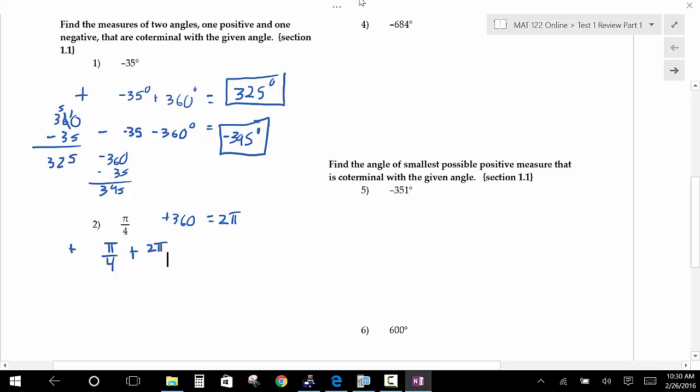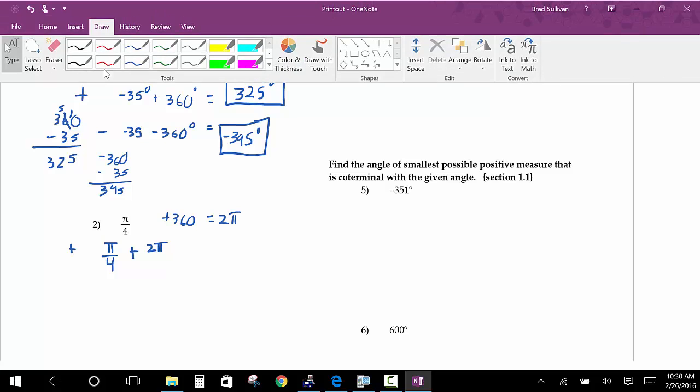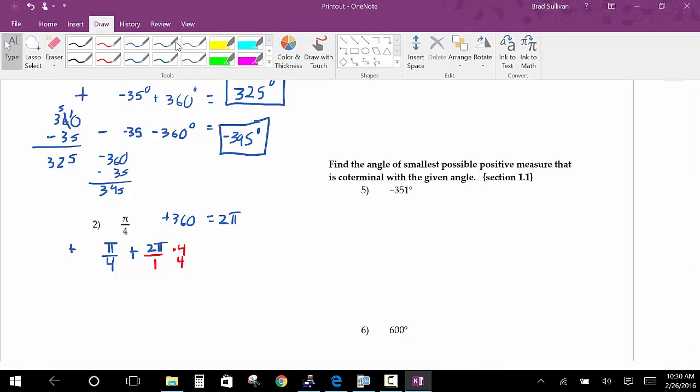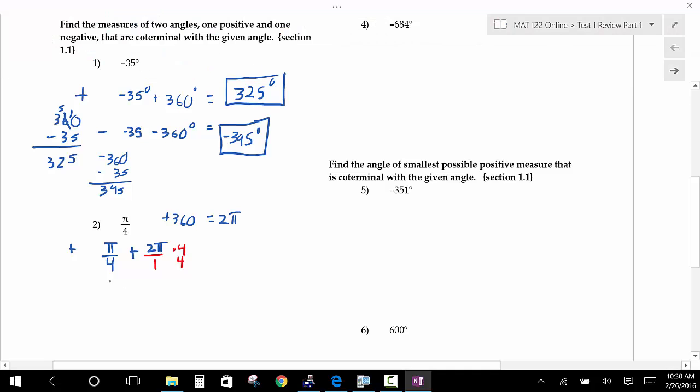What I'm going to end up doing on this is just get a common denominator and deal with the arithmetic. So the common denominator is 4. I need to multiply this by 4 over 4. And when I do that, I will end up having pi over 4 added to 8 pi over 4. So that will be 9 pi over 4. That would be an angle that is coterminal to pi over 4 that's positive.